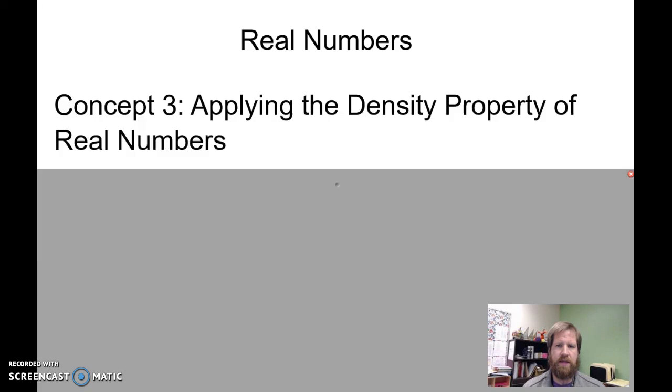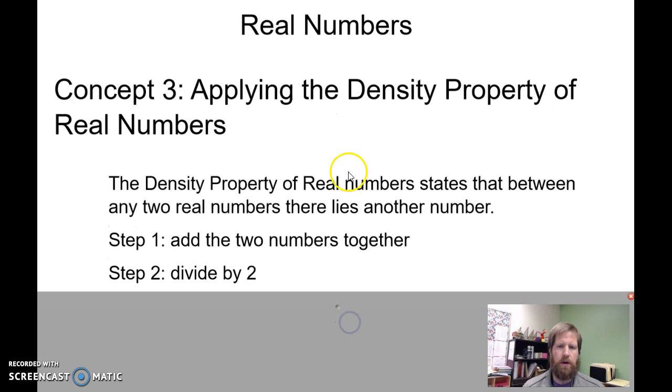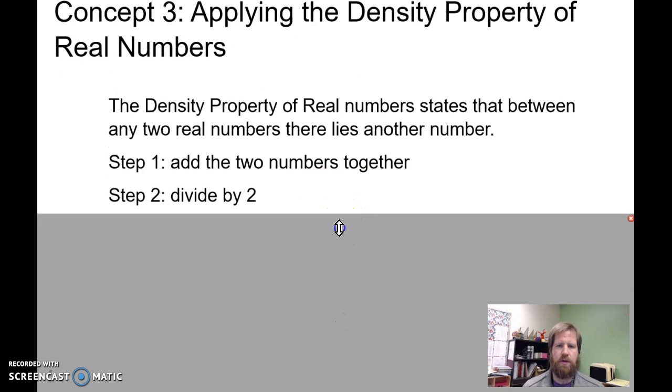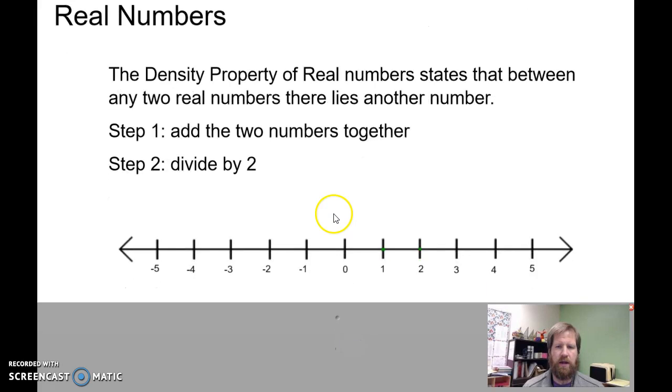Concept 3, applying the density property of real numbers. All right, the density property of real numbers basically just says that if you're looking at a number line or any two real numbers, there's going to be a number between them. Okay? And the way you can find out what one of those numbers is, you add the two numbers together, and then you divide by 2. Okay, you're basically getting the mean of those two numbers.